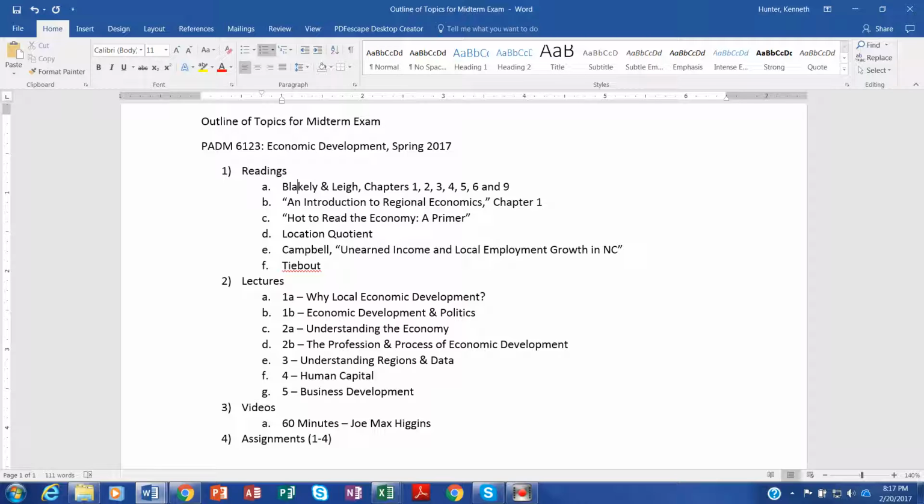Also, one of the documents early on was an introduction to regional economics. Chapter 1 from that online book would be a good source to read, as well as the short piece, How to Read the Economy, a Primer. Also, the 2 documents that I have uploaded about location quotient, and online you will find Campbell's work, Unearned Income and Local Employment Growth in North Carolina. I would like you to take a look at that, because I did have a chance to read through it a little bit.